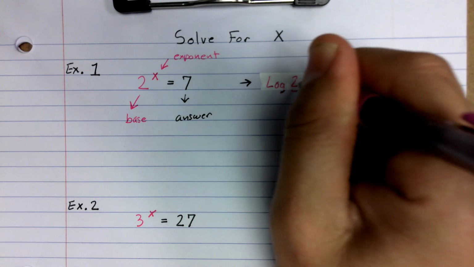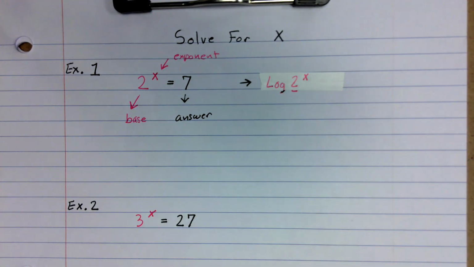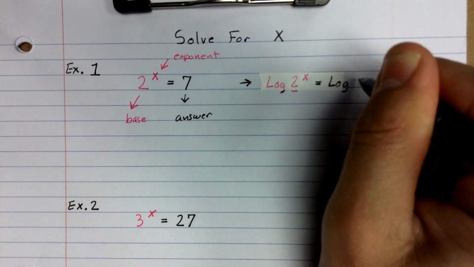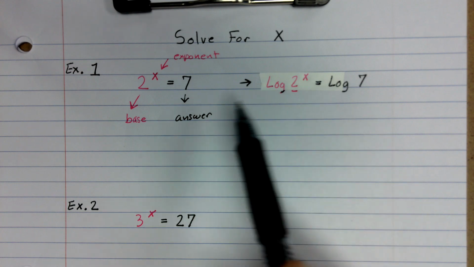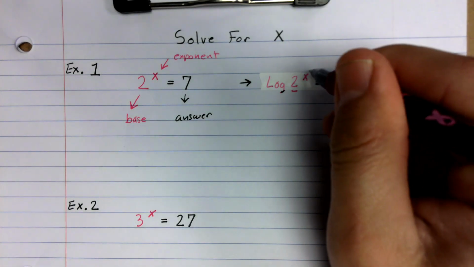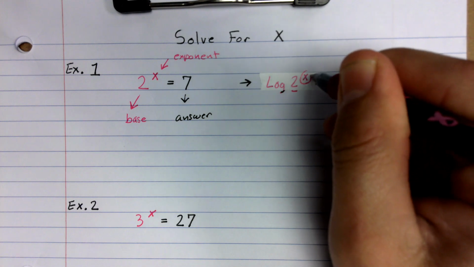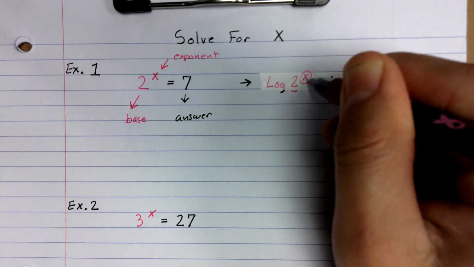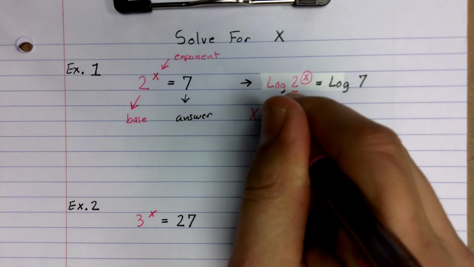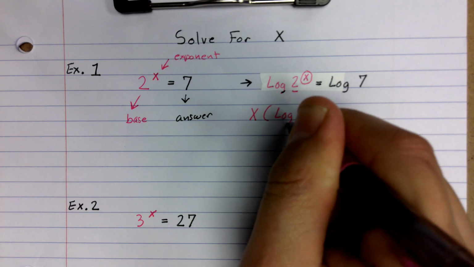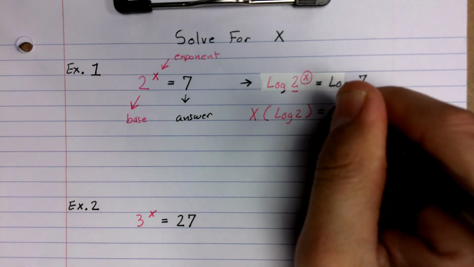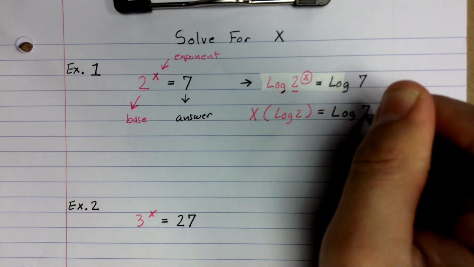2^x is equal to log 7. So all I did, notice I have log 7 over here on the right. I have to deal with this exponent here. So I'm going to take this exponent, because there's a rule that says we can actually rewrite this as x times log of 2 is equal to log 7.